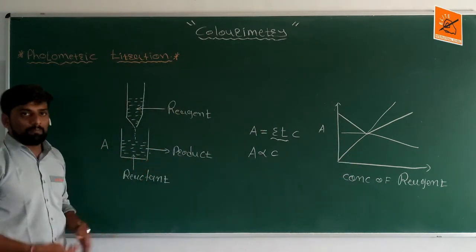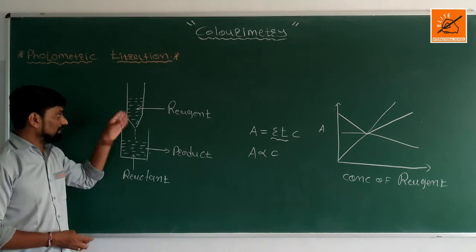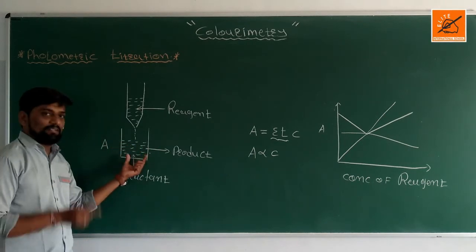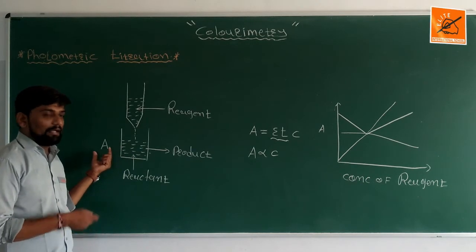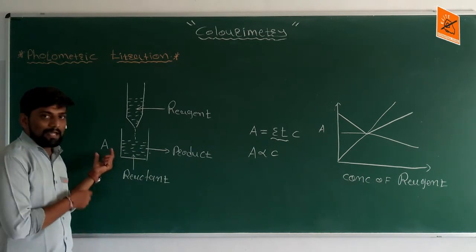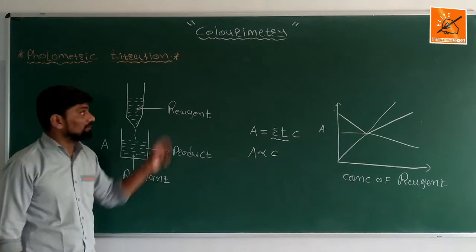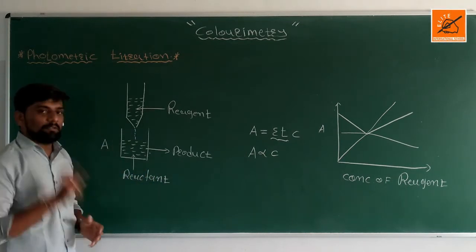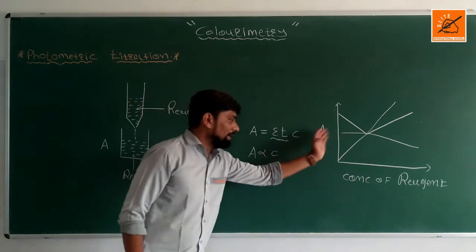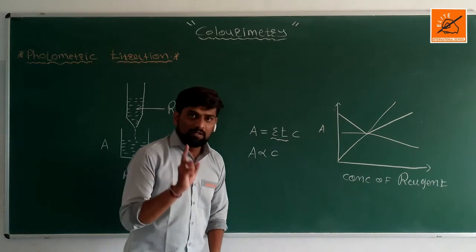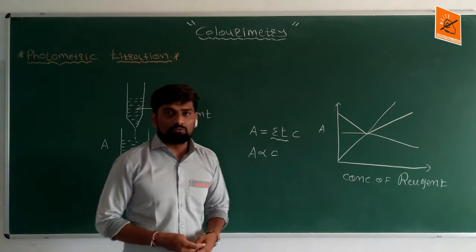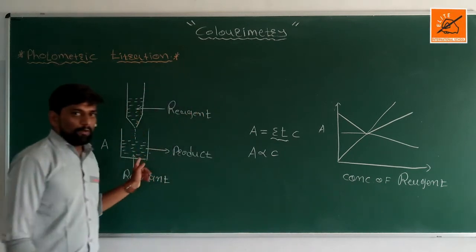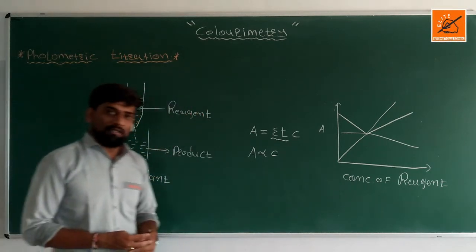This is the photometric titration, which means a titration in which the endpoint is determined by the measurement of absorbance, by the absorbance of light by the solution. It is known as photometric titration. For the determination of endpoint, we plot the graph of absorbance against concentration or volume of the reagent. So this is all about photometric titration.